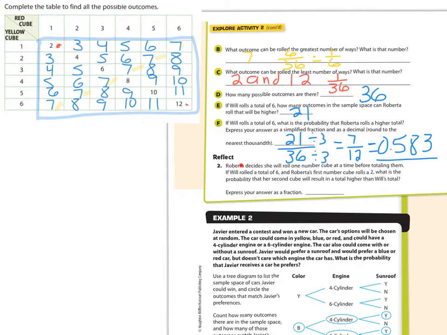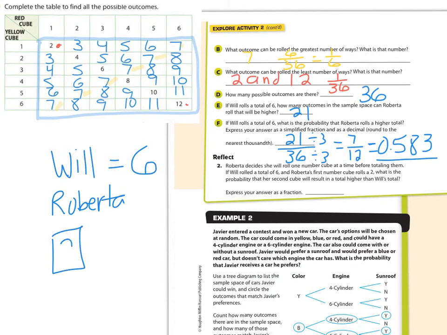Reflect. It says Roberta decides she will roll 1 number cube at a time before totaling them. If Will rolled a total of 6 and Roberta's first number cube rolls a 2, what is the probability that her second cube will result in a total higher than Will's? So here's what they're saying. If this is Will, he already rolled and he added up his 2 number cubes and got a total of 6. Roberta only rolled 1 of hers and it landed on a 2.